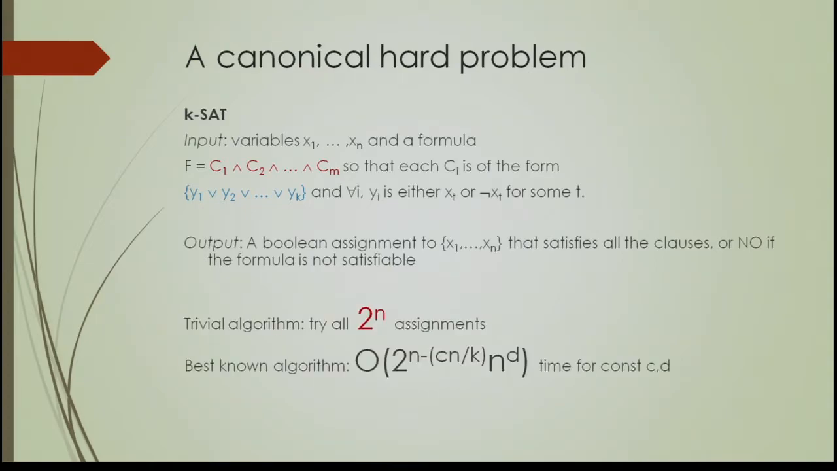There's a trivial 2 to the n times polynomial algorithm for this problem. You try all possible 2 to the n assignments, plug them in, and check if the formula is satisfiable. Now, if k is a constant, you can actually do a little better. You can do 2 to the n minus some other constant times n over k, times poly n time. And unfortunately, as k grows, this becomes essentially 2 to the n. So the best known algorithm for CNF SAT in general runs in roughly 2 to the n time.